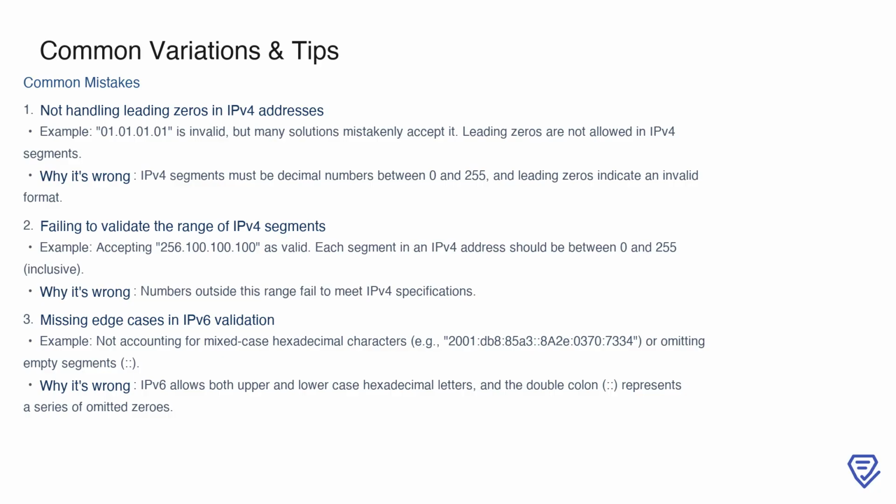Lastly, for IPv6, edge cases like mixed-case hexadecimal or omitted segments are sometimes overlooked. For example, 2001:DB8:85A3:8A2E0370:7334 is valid because IPv6 allows both uppercase and lowercase hexadecimal letters. Similarly, the double colon is a shorthand for omitted zeros, which is valid in IPv6. Missing these details can lead to incorrect results, so thorough validation is essential.